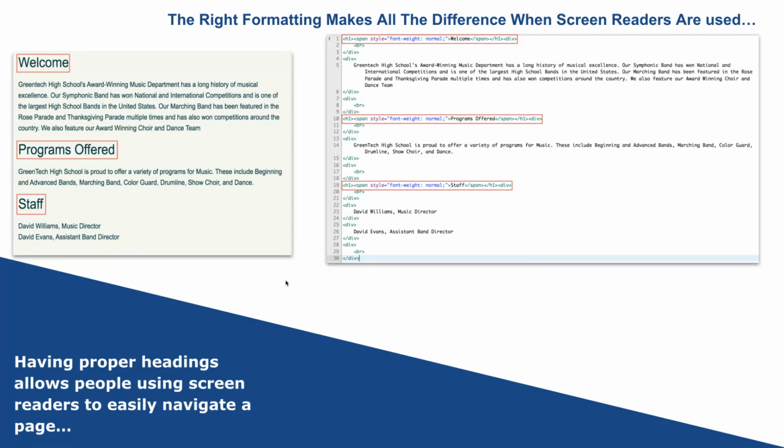Something important to keep in mind is that the right formatting can make all the difference in the world when screen readers are being used. We see a page that has been set up with the correct headings. Headings allow us to structure a page, and that allows someone using a screen reader to more easily navigate it. They can essentially tab to different sections of the site. So it makes it easier for them to locate the content they're looking for.